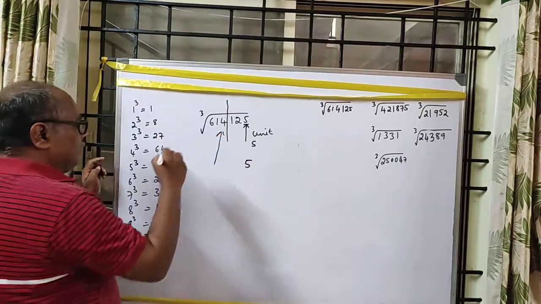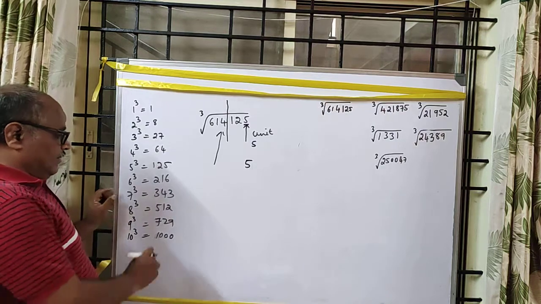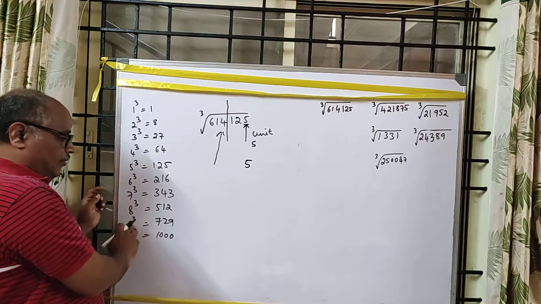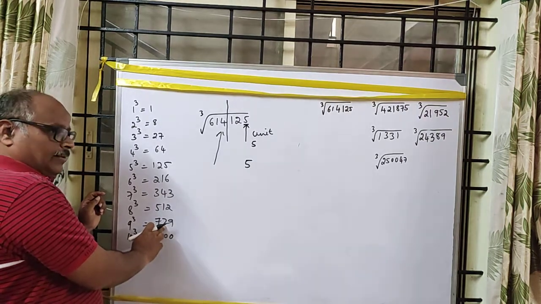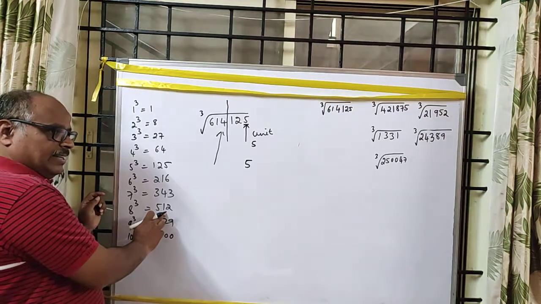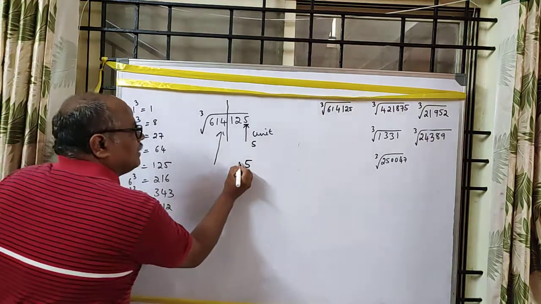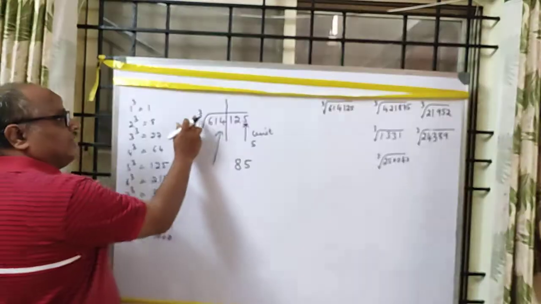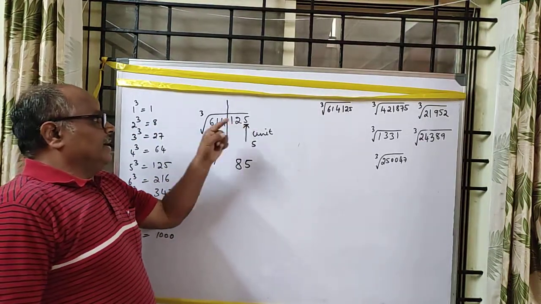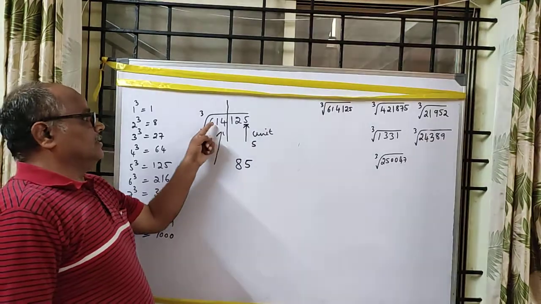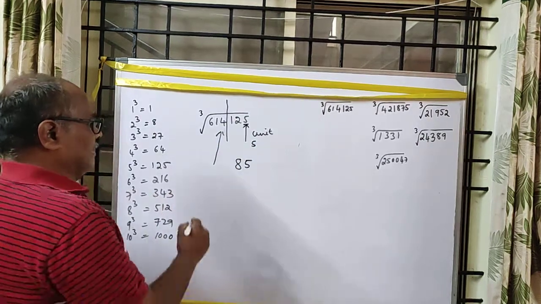Now 614 lies between 8 cube and 9 cube, or 512 and 729. Which is the least? 512 is the least. Its cube root is 8. Therefore, 85 is the cube root of 614,125.